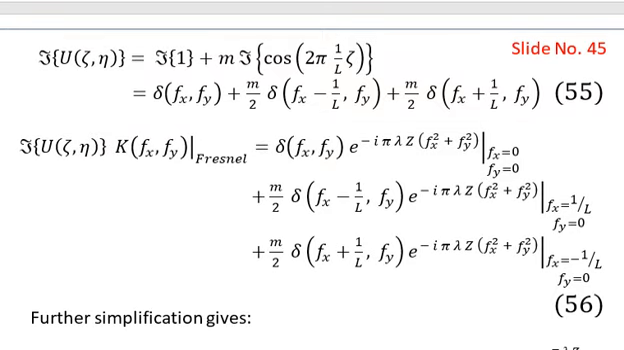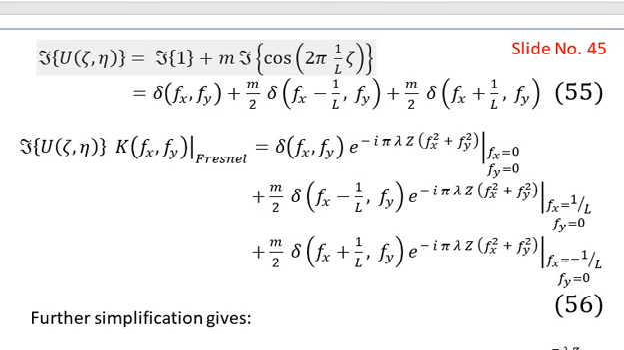So you see that the Fourier transform of the input field is shown in equation number 55. In the first line we have taken the Fourier transform of 1 plus m times the Fourier transform of the cosine function. The Fourier operator depends on zeta, as a function of zeta. It will operate on the zeta coordinates.